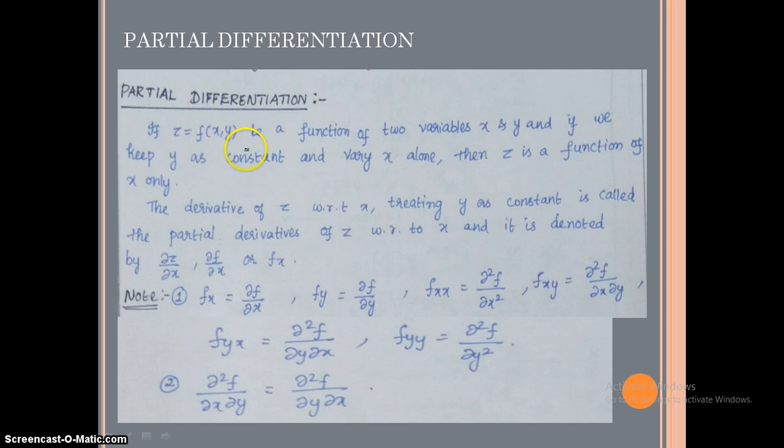So first we shall go through the definitions. If z equals f of x comma y is a function of two variables x and y, and if we keep y as constant and vary x alone, then z is a function of x only. That is the derivative with respect to x. Next, with respect to y, treat x as a constant, then differentiate with respect to y in the given equation. The notation is dou z by dou x, or dou f by dou x, or sometimes we can write fx. These are the notations.